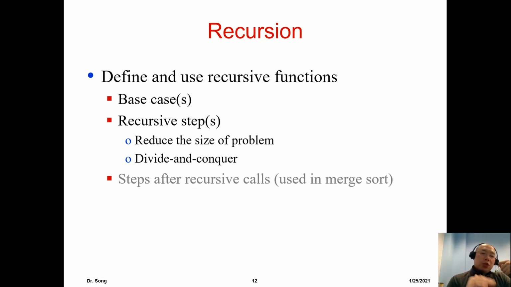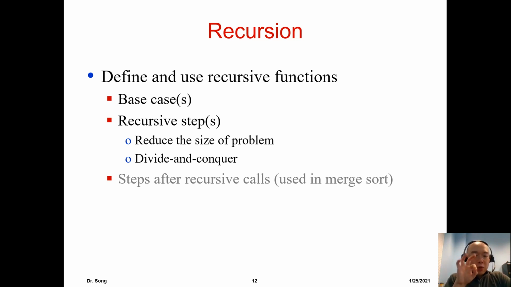For the recursive steps, there are mainly two different styles. Number one, we want to reduce the problem size by one. And number two, we want to do a divide and conquer. So for 99% of recursions, they use either one of those two styles as the recursive steps.